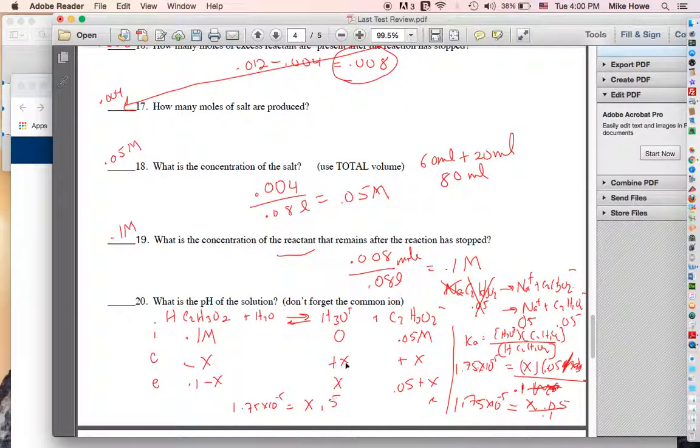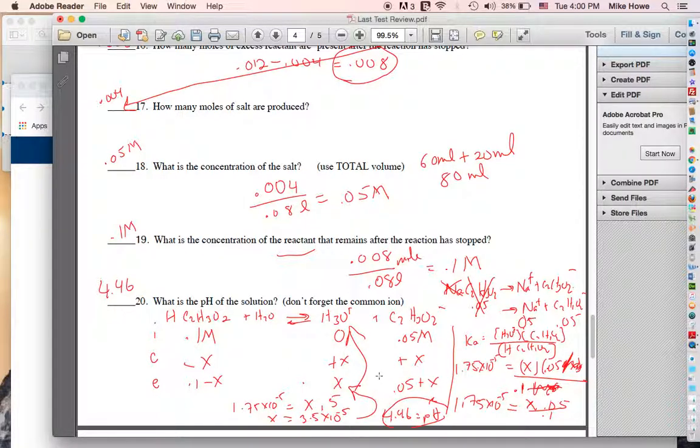So now to solve for X, divide both sides by 0.5. X is equal to 1.75 times 10 to the negative fifth divided by 0.5, so it'll be 3.5 times 10 to the negative fifth. And we want to know the pH of it. So since X is the hydronium ion, if I take the negative logarithm of that number, I have 4.46. So that number is 4.46.